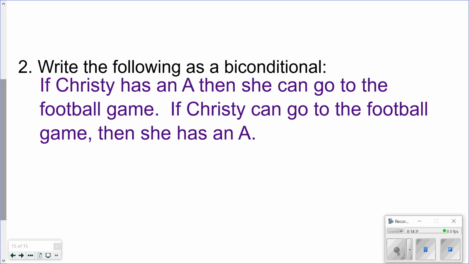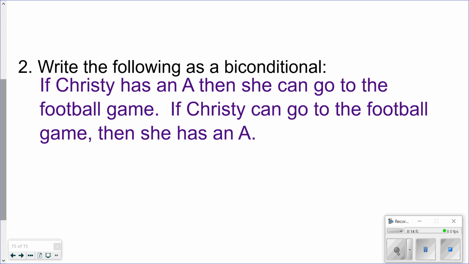For our second statement here, our statement is if Christy has an A, then she can go to the football game. If Christy can go to the football game, then she has an A. So I can then write this as a biconditional statement because I have two statements here that are both true. If Christy has an A, she can go to the football game. If she was able to go to the football game, then she had an A.